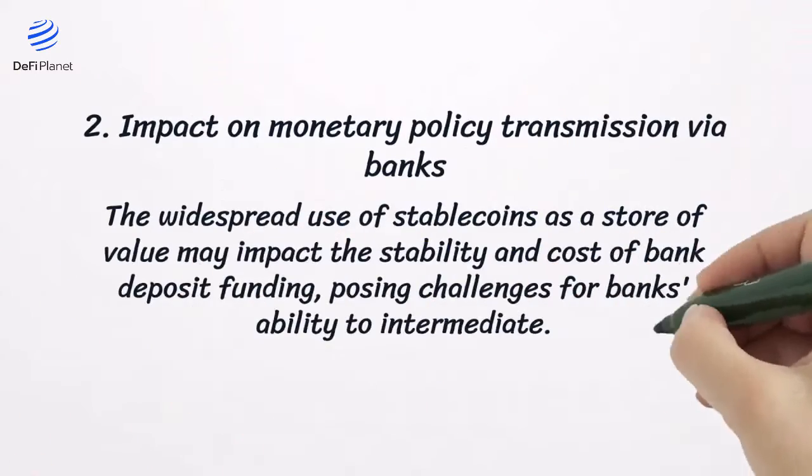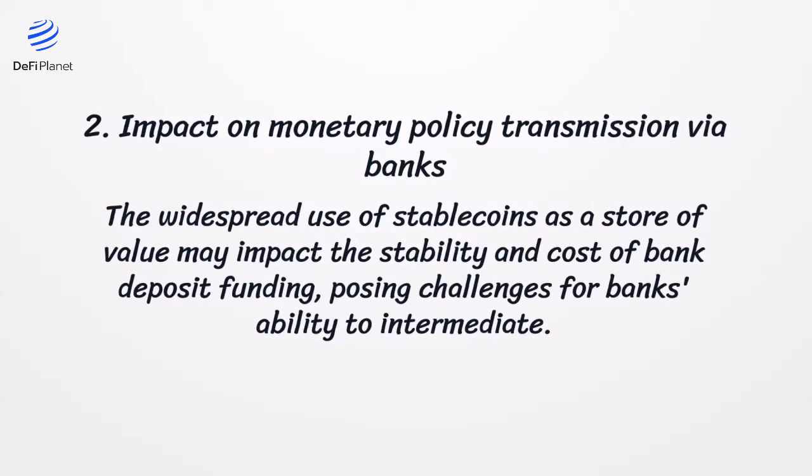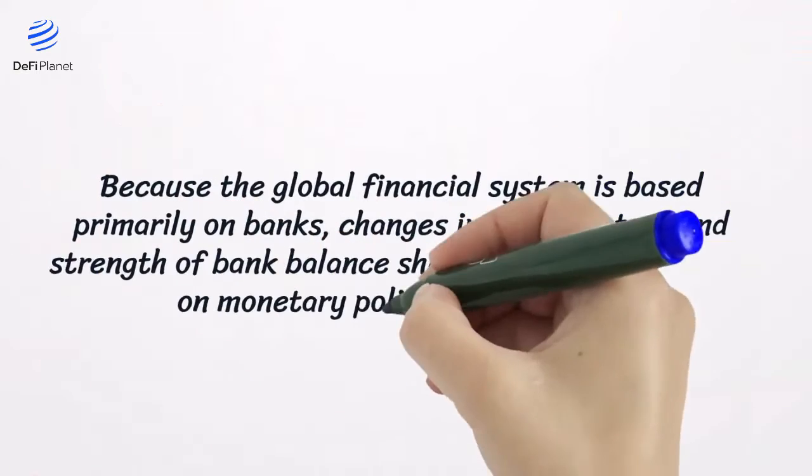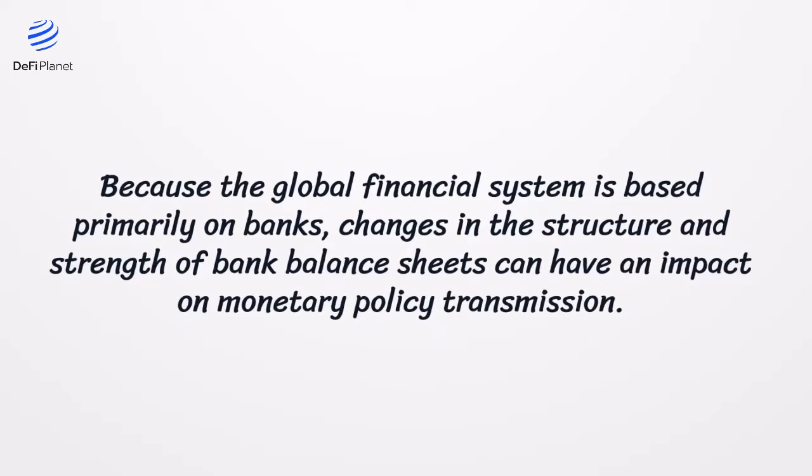Number 2. Impact on monetary policy transition via banks. The widespread use of stablecoins as a store of value may impact the stability and cost of bank deposit funding, posing challenges for banks' ability to intermediate. Because the global financial system is based primarily on banks, changes in the structure and strength of bank balance sheets can have an impact on monetary policy transmission.